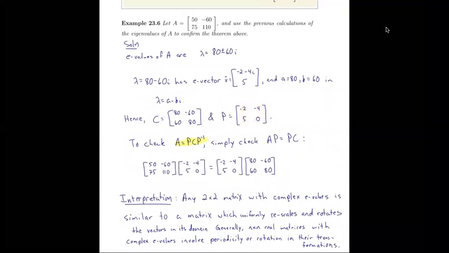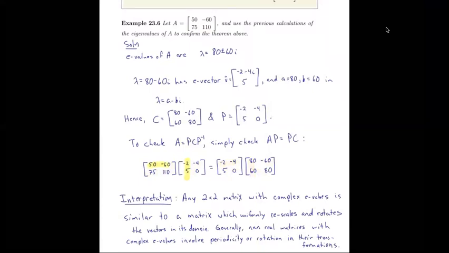I just don't like the work of doing that. So if I want to avoid that and still get a reasonable check on this, I'll multiply both sides of this equation on the right by P to get AP equals PC. And that looks like this. Our original matrix A times the matrix P equals the matrix P times the matrix C. And you'll see that if you carry out the matrix multiplication on each side, these two things will be equal to the same 2 by 2 matrix.